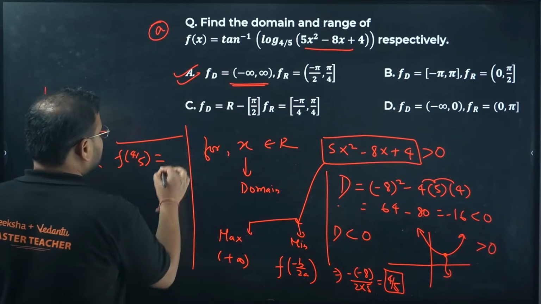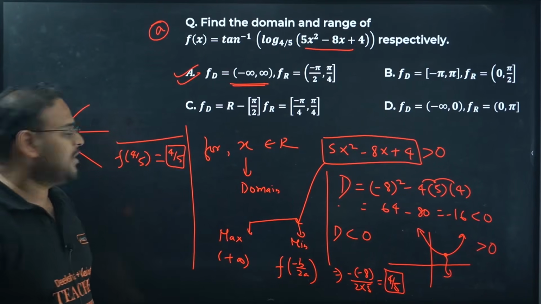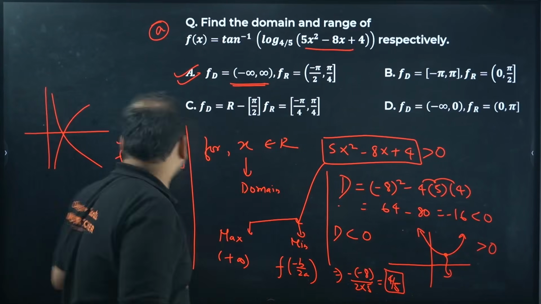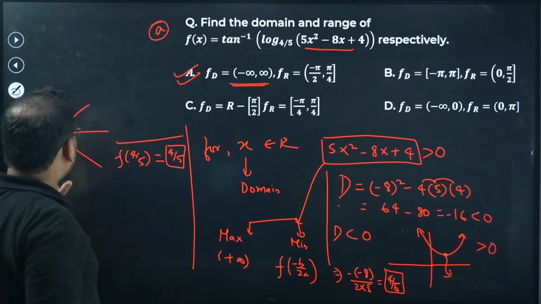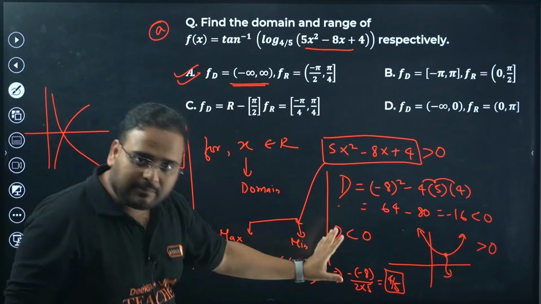When you do that, you'll get this value also as 4 by 5. Luckily in this particular case, actually, not always. Only in this particular question, the b by 2a value is this. Please pay attention. First of all, I want to tell you your answer is solved. Option A is correct. But if you want to know the range also, I'm giving you the explanation.